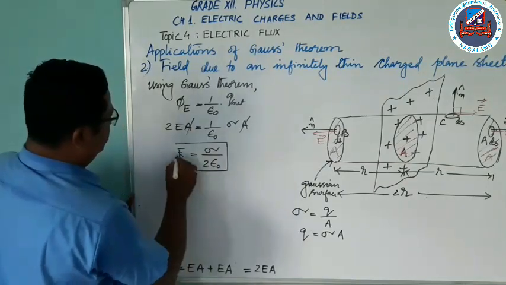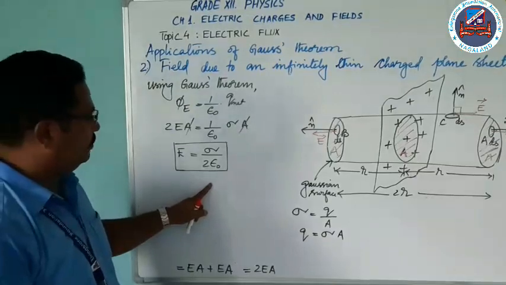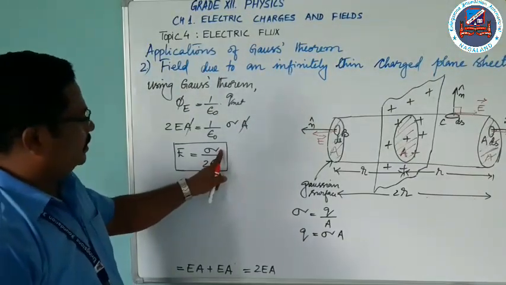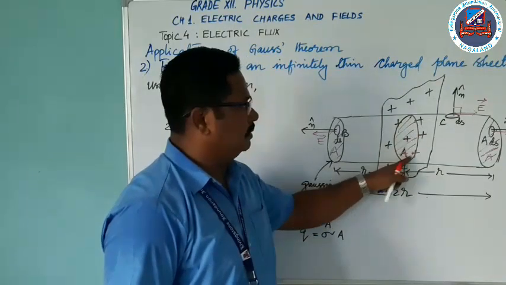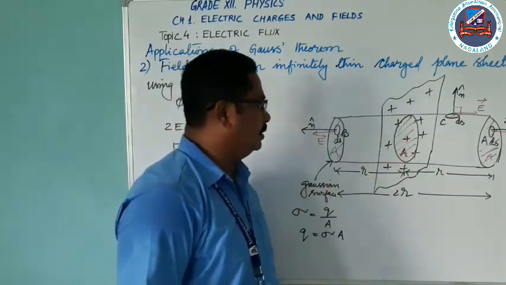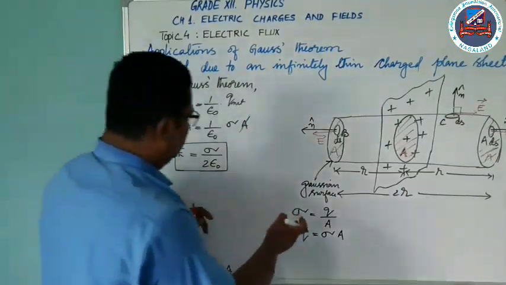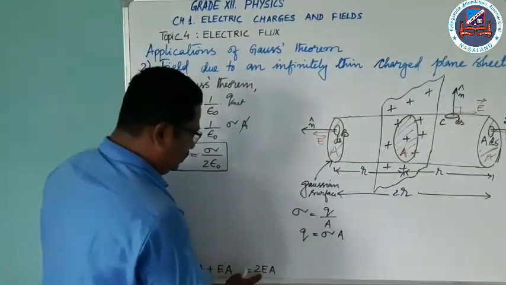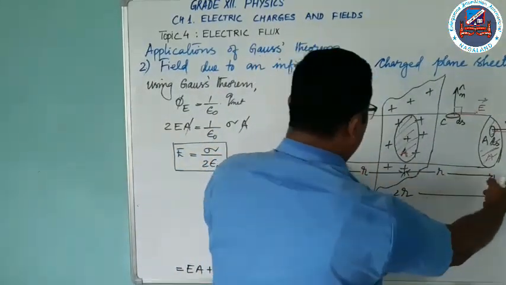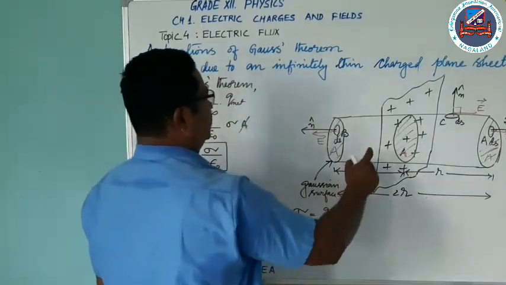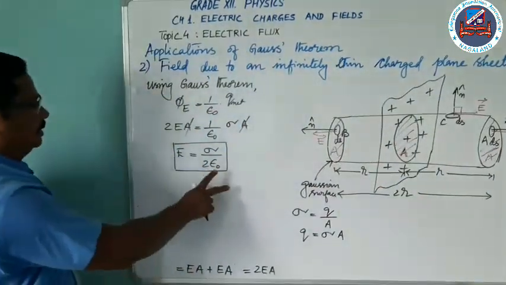I think all of you can remember what epsilon naught is. It's the permittivity of free space. Here sigma is the surface charge density around this area of the plane sheet. In this case, E is not proportional to the distance. We found this 2EA from these two ends. This distance has nothing to do with it when we find the electric field intensity due to a charged plane sheet. So there is no r.